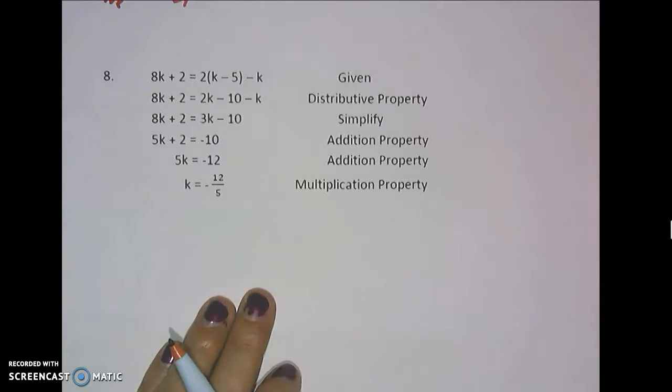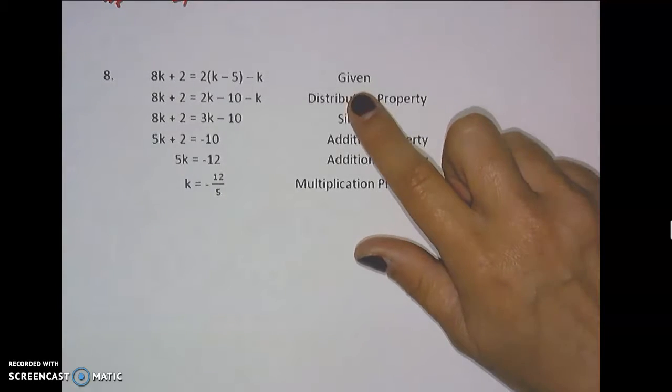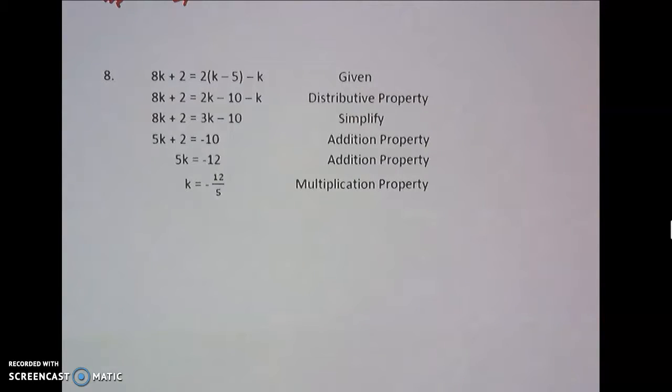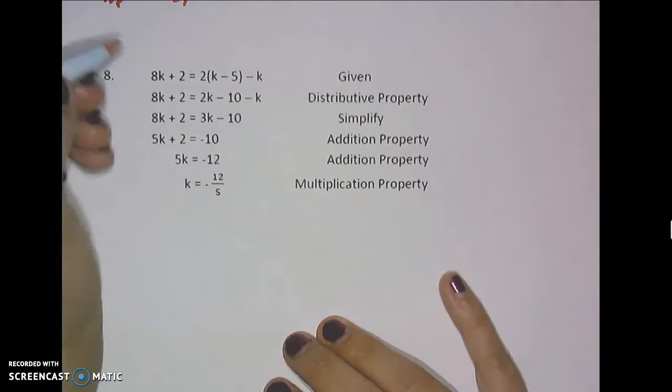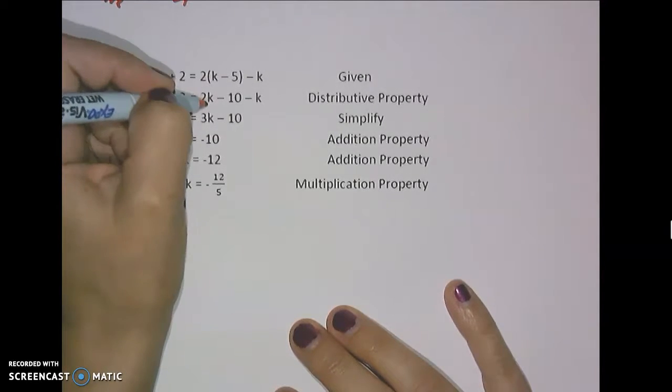In this question, we have 8k plus 2 is equal to 2 times the quantity k minus 5 minus k. Again, that's supposed to be given. Another thing to note, there should only be one mistake in the question. So the very first mistake that you find, that's what you're going based off of, not finding every single mistake from then on out. Okay, so that is given. 8k plus 2 stayed the same on the left-hand side, so they didn't do anything there. But we noticed there were parentheses, and now there's not.